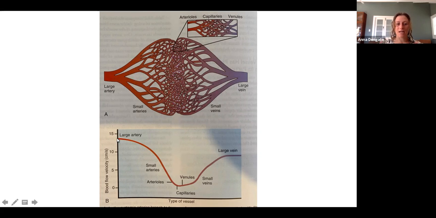So in a large artery, we've got really fast flow in centimeters per second. And then as it branches into smaller components, we get an increase in surface area, which means that everything can run a little bit more slowly.